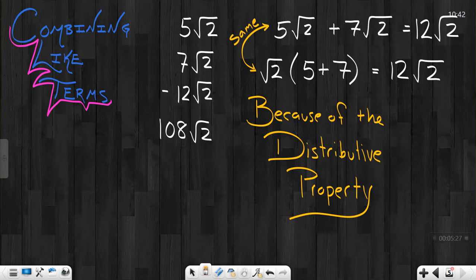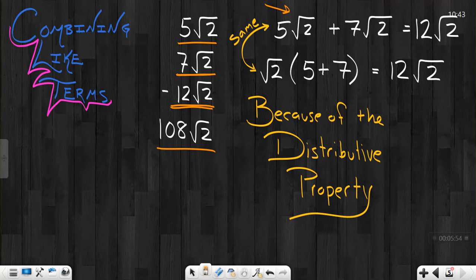You can actually see that these are also like terms. Notice 5 square root 2, 7 square root 2, negative 12 square root 2, 108 square root 2. They all are being multiplied by square root of 2. It's as if square root of 2 represented x. If I were to put x in each one of these spots, it would be the exact same thing. All right, so all the square roots of 2 make these the same term.